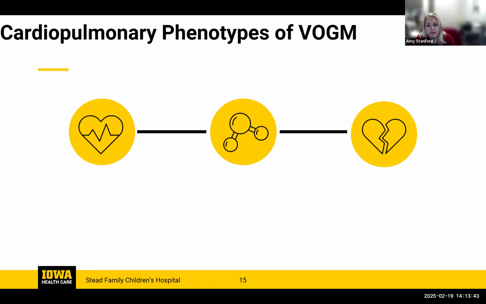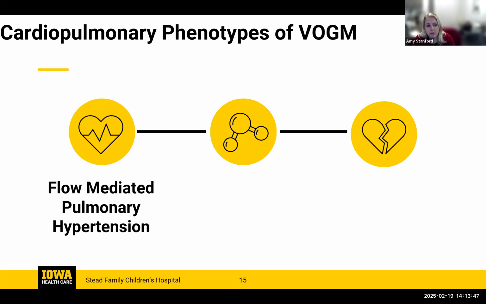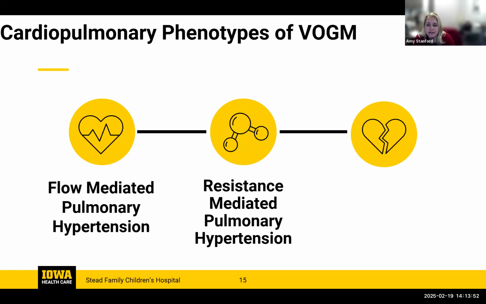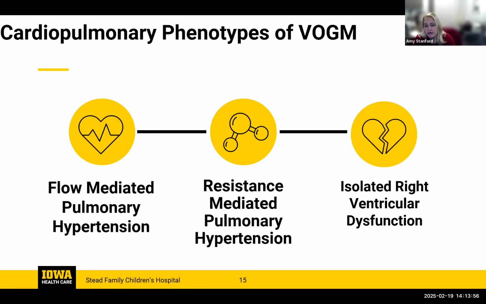There are 3 cardiovascular phenotypes of vein of Galen malformations. The first and most common is flow-mediated pulmonary hypertension. Next, there's resistance-mediated pulmonary hypertension. And last and least common is just isolated right ventricular dysfunction.